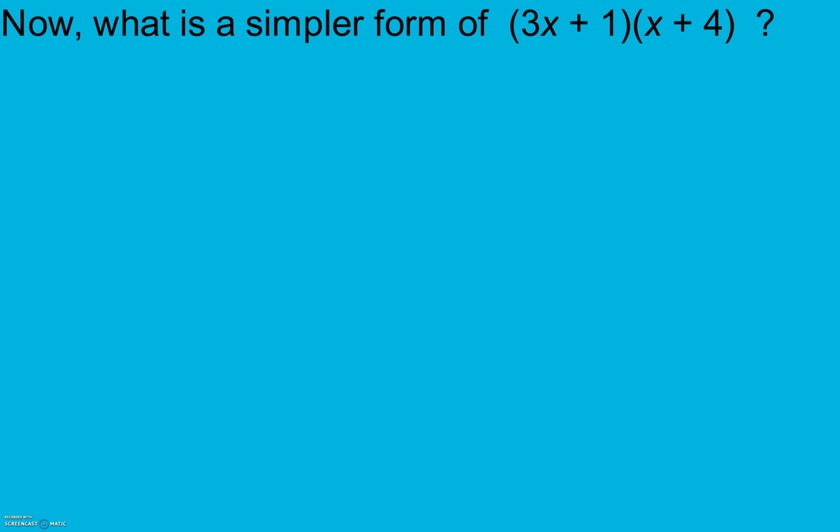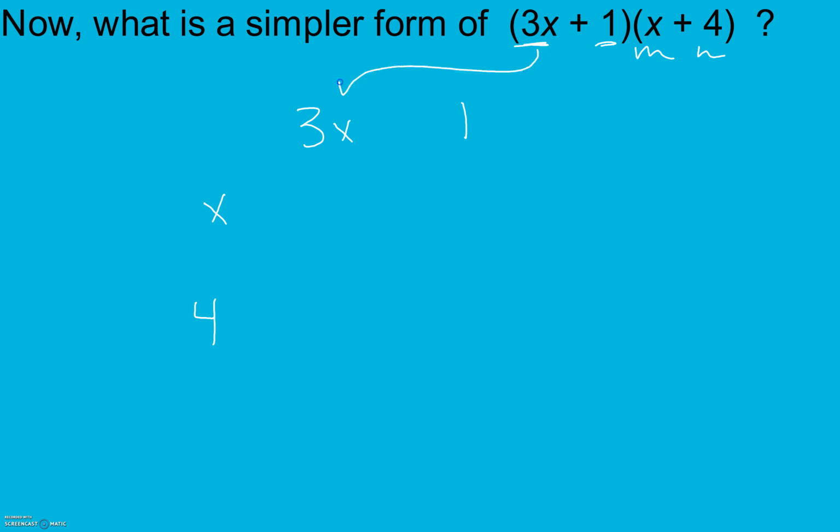Now, feel free to pause here and give this a try if you'd like. What is a simpler form of 3x plus 1 times x plus 4? Again, we're going to set this up with a table. So I'm going to take 3x and 1, and then I'm going to take x and 4. It doesn't matter which binomial you put on the top and which one you put on the side as long as you're consistent.